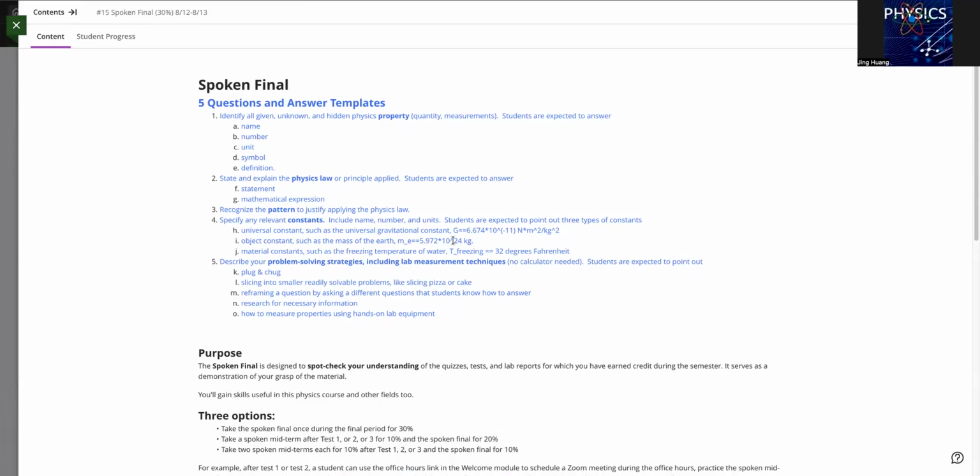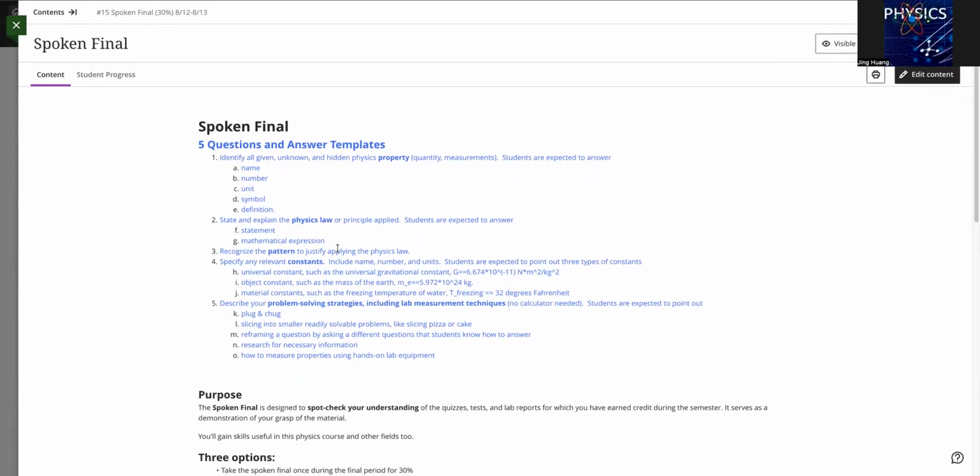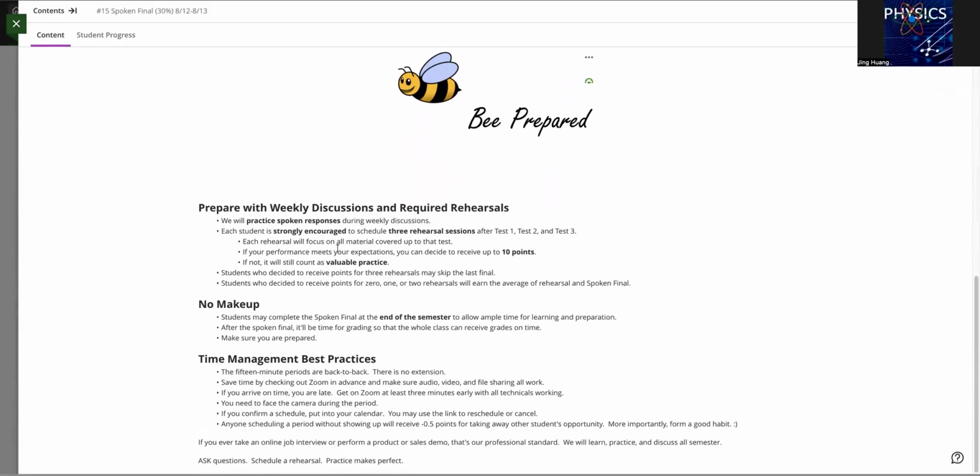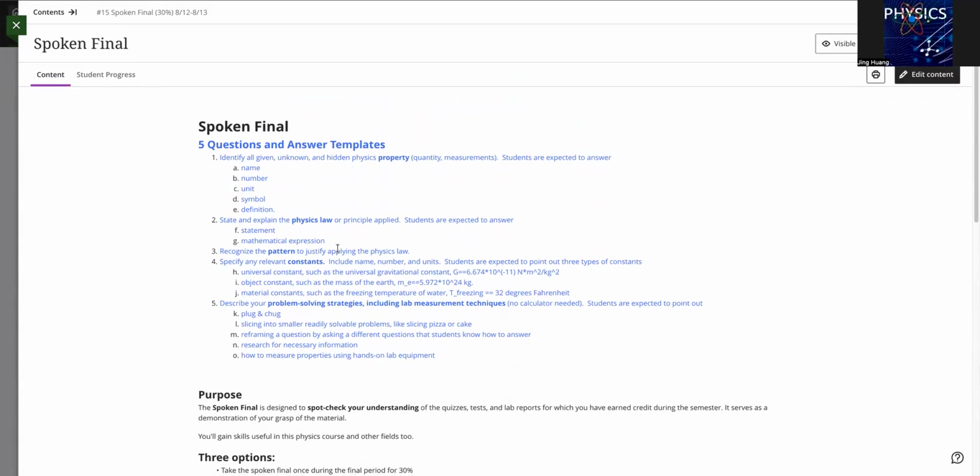Each time, if you do extremely well in the rehearsal, indicating you already understand that module, that rehearsal grade can also count directly towards the final for 10 points. So the final is really a combination of spoken rehearsals and the spoken final. If you have any question, feel free to ask. Remember, asking is not a weakness, it's a strength. And for the rest, I'll let you read the details. Asking is a strength, not a weakness, and that's how you grow.